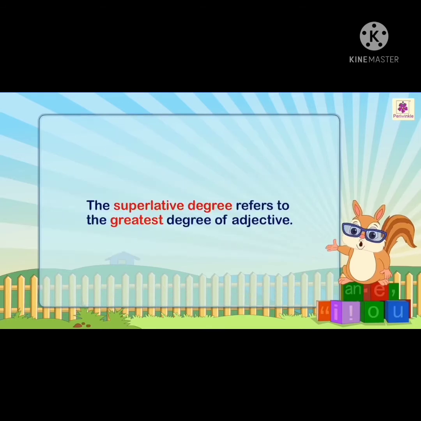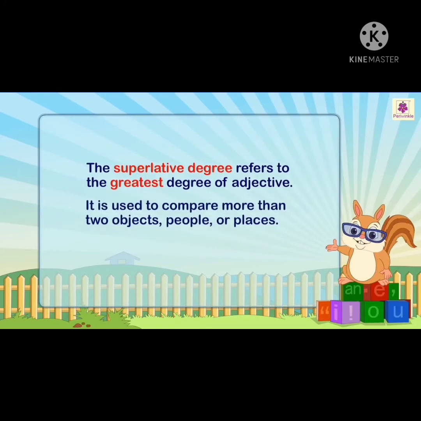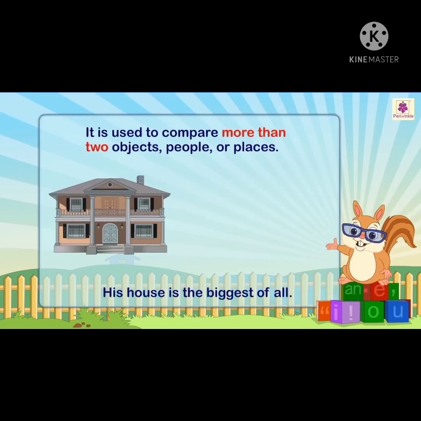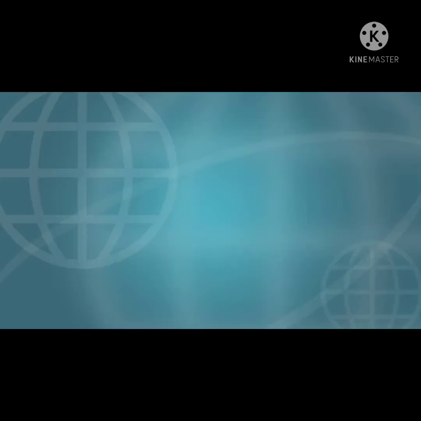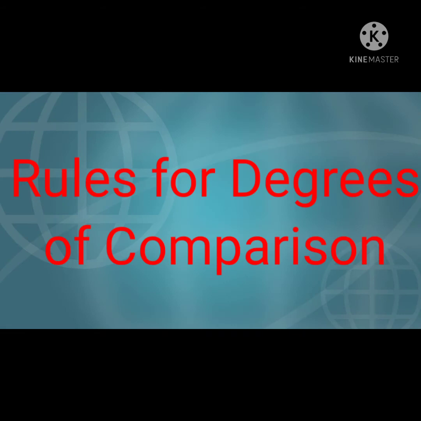The superlative degree refers to the greatest degree of the adjective. It is used to compare more than two objects, people or places. So we are comparing more than two. For example, we look here: his house is the biggest of all. Biggest.